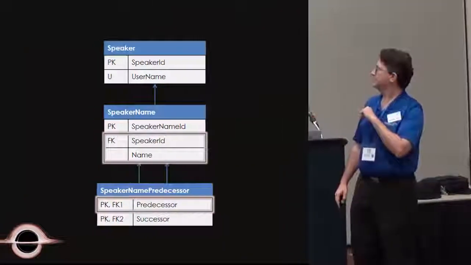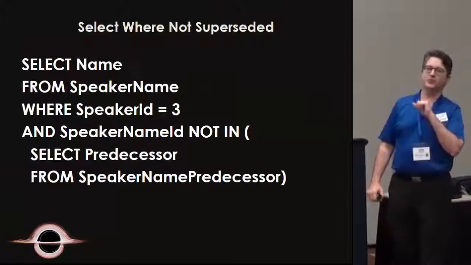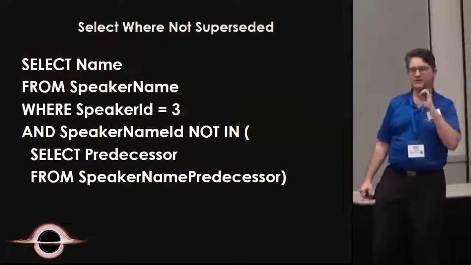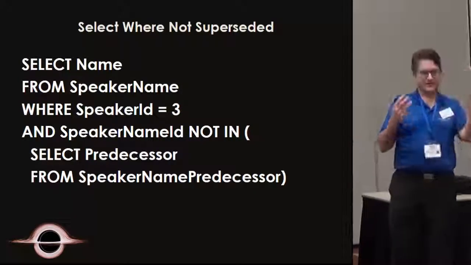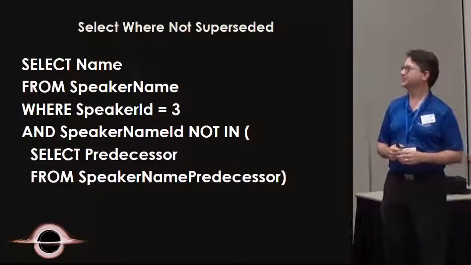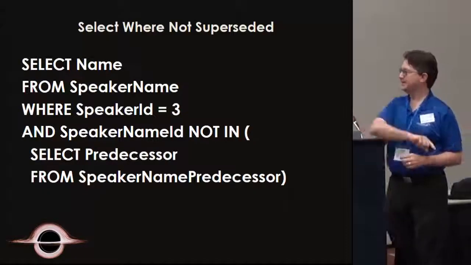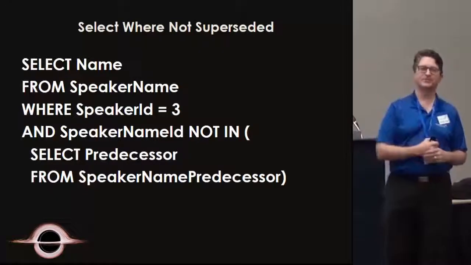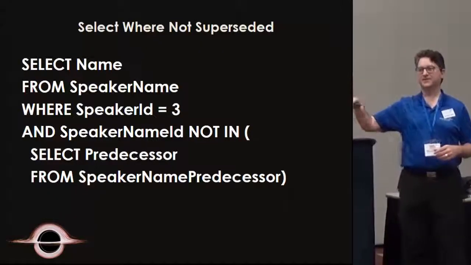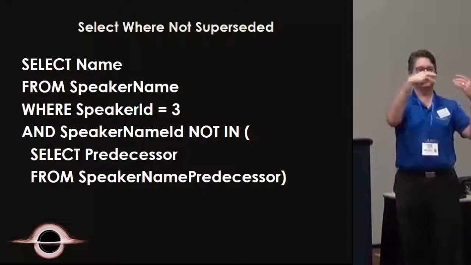And did I write the query for that? Yes, I did. So, in order to figure out what the current name is, I want to select the name from speaker name, where the speaker ID is, say, 3 in this example, and the speaker name ID is not a predecessor in the speaker name predecessor table. So there's not some future version that claims to have replaced this one.